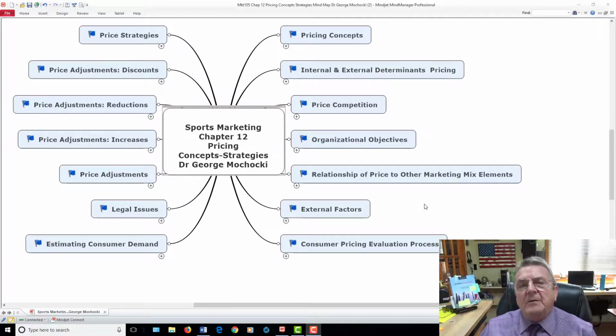Remember, there's more in the book, a lot of information. I'm just giving you the high level view, what you should know if somebody says, hey, what's pricing in sports? Well, what are some of the concepts or the strategies for pricing your product as a sports marketer? Okay, so let's look at pricing concepts overall.